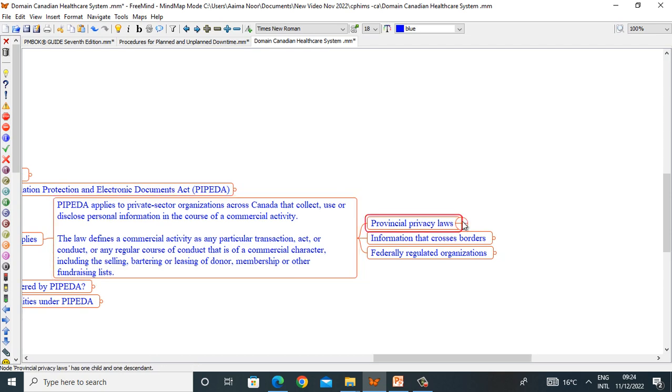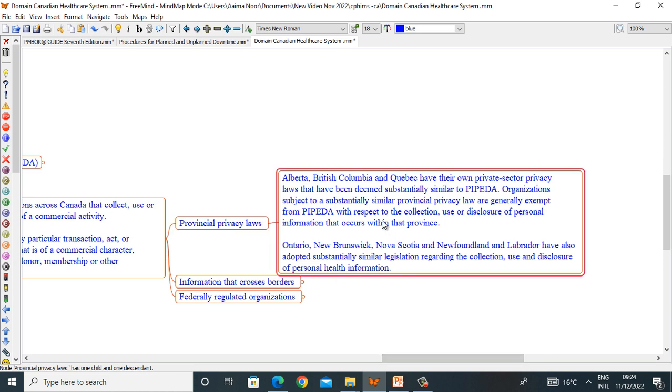Provincial privacy laws. Alberta, British Columbia and Quebec have their own private sector privacy laws that have been deemed substantially similar to PIPEDA. Organizations subject to substantially similar provincial privacy laws are generally exempt from PIPEDA with respect to the collection, use or disclosure of personal information that occurs within that province. Ontario, New Brunswick, Nova Scotia and Newfoundland and Labrador have also adopted substantially similar legislation regarding the collection, use and disclosure of personal health information.